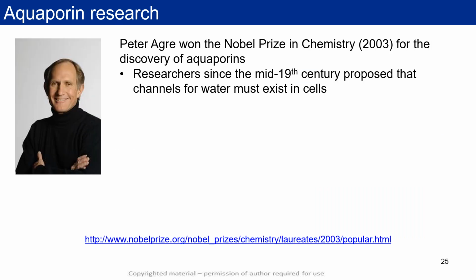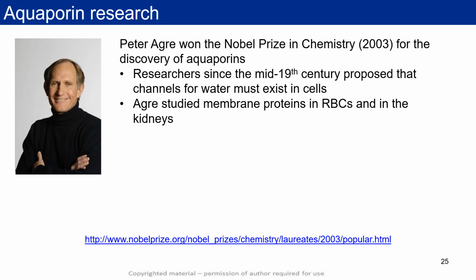Dr. Peter Agre from Johns Hopkins won the Nobel Prize in Chemistry for his work with aquaporins in 2003. Researchers had long proposed that water channels must exist in cells, but no one had been able to find the protein channel responsible. Without evidence of its existence, it was assumed that water diffused directly through the cell membrane, which is what I was told when I was an undergraduate biology student.